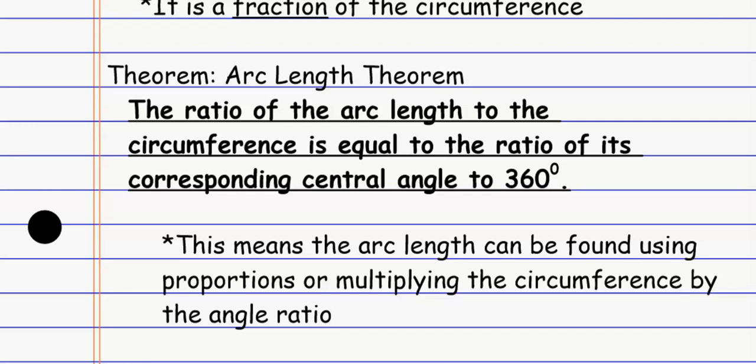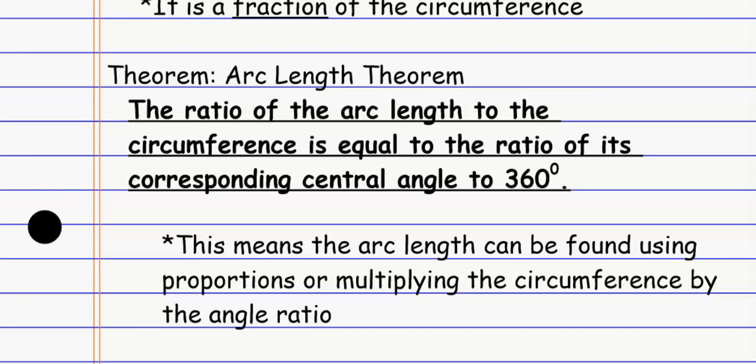So the ratio of the arc length to the circumference is equal to the ratio of its corresponding central angle to 360 degrees, all right? And so we're just comparing the different versions of measurement for arcs, okay? When you think about the measurement for an arc, you can measure it in terms of degrees, but now we can also measure it in terms of length.